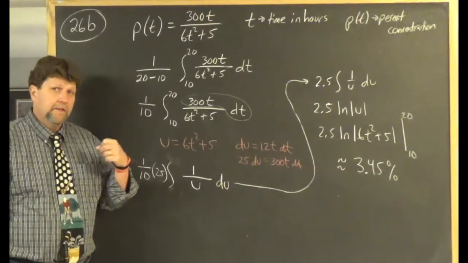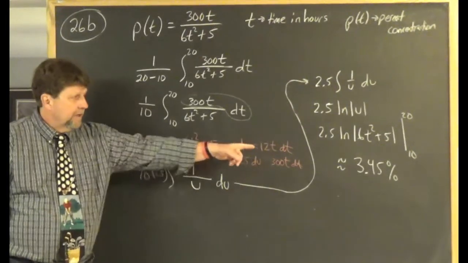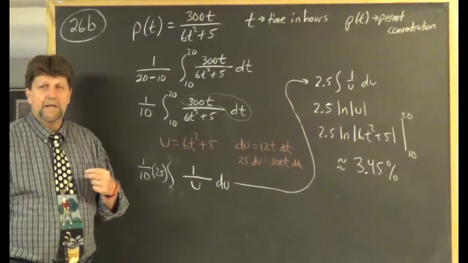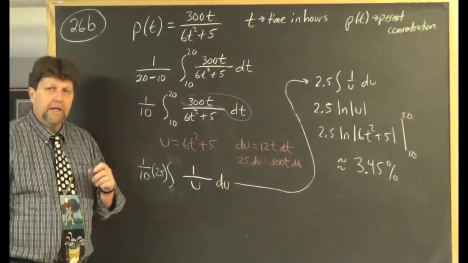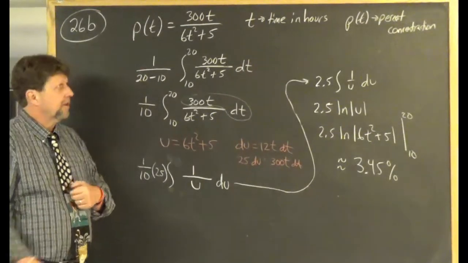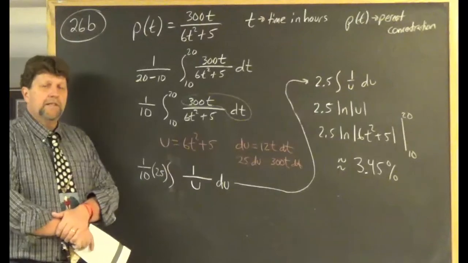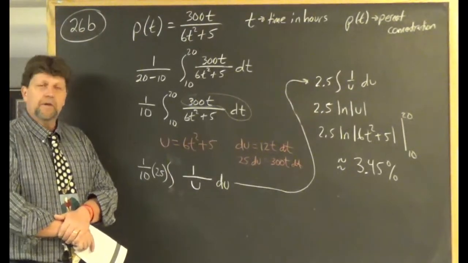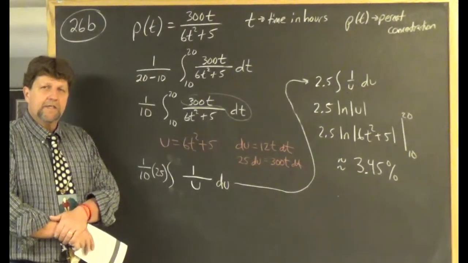I believe in part A, you were asked to find it on the interval 0 to 10. I would speculate that on the interval 0 to 10, you're going to have a number that's larger than 3.45% because it's the first 10 hours after the medicine was administered. But that's it for 26B. Hopefully you were able to get this done correctly. Let's head back to the slides and see what's next.